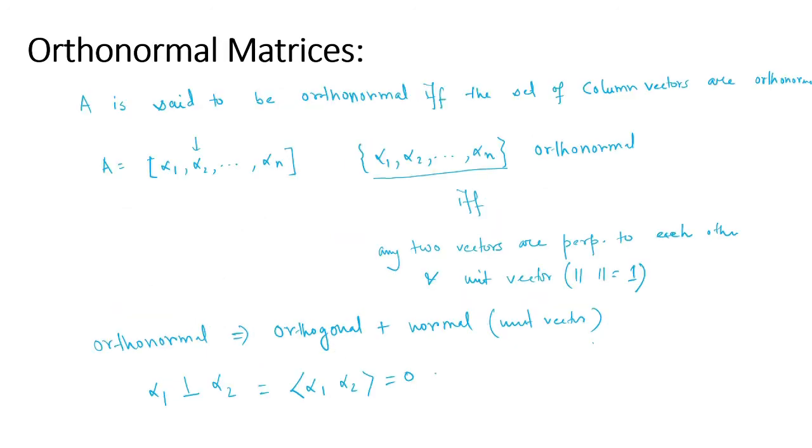Then we talked about the definition of an orthonormal matrix. A is an orthonormal matrix if all its columns are orthonormal. That is, take any two vectors from that set, and their inner product is 0 because they are perpendicular to each other, and if we take the norm, they are of unit length, that is, the norm will be 1.